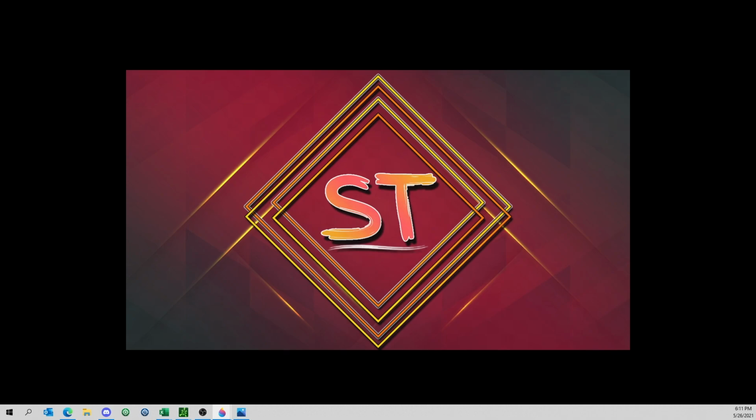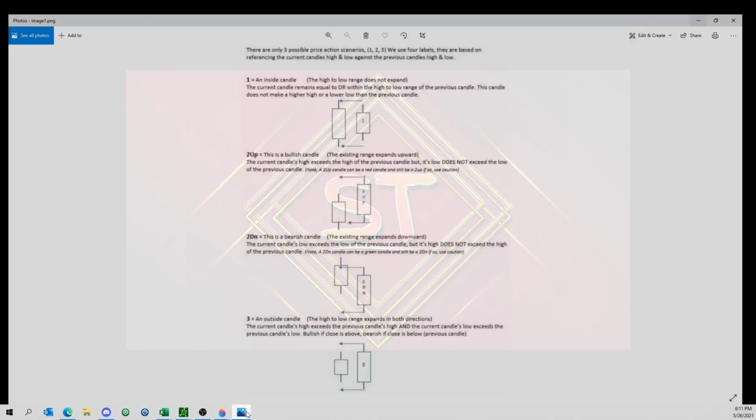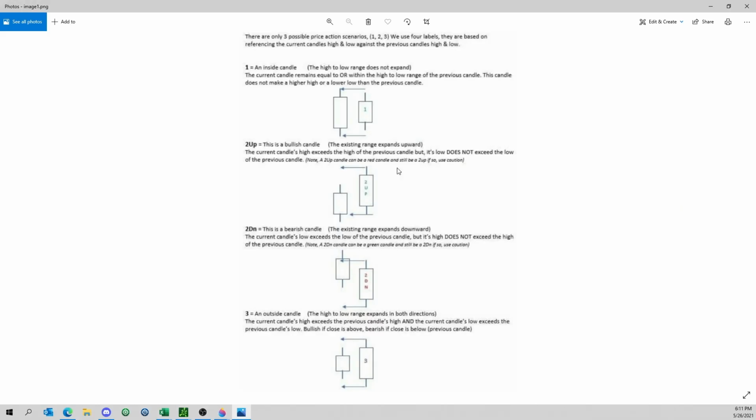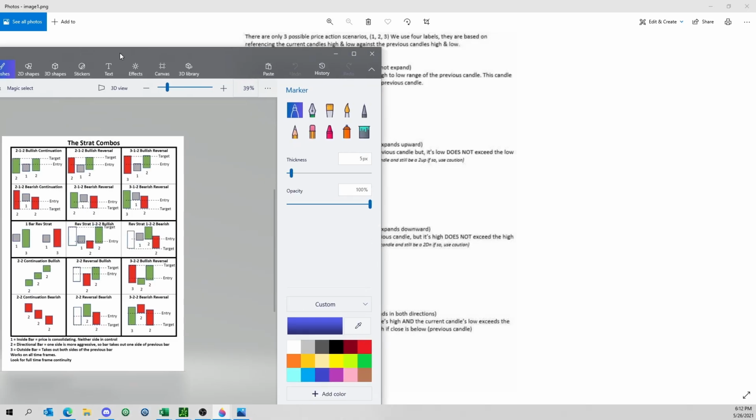So we have 1 candles, consolidation candles, where nobody's in control. 2 candles tell us who is in control, either buyers if it's a 2 up, sellers if it's a 2 down. And then the outside candle, where either buyers or sellers were in control, but it flipped and the other took control and pushed it back the other way. So 1 candles, 2 up, 2 down, and a 3 candle. So it's all about price action and how the Strat uses the price action.